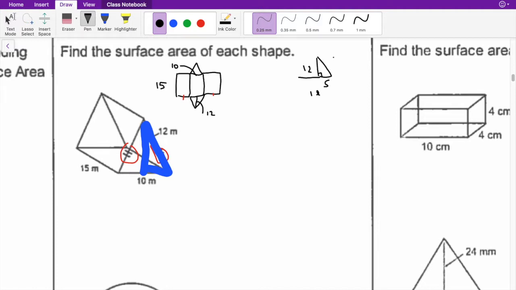Now we'd also label this as a right angle triangle. This could be my C side, my A side, and my B side. And we could do Pythagorean theorem to find what that missing side is. So C squared equals 12 squared plus 5 squared, which equals 144 plus 25. I'll write it down here. And that's going to equal 169.